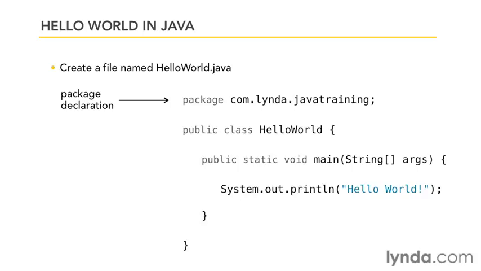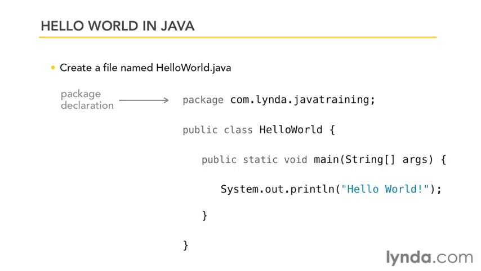The first line of code is called the package declaration. It indicates the location of the source code file within your project. The package declaration is typically a dot-separated string. The beginning of the package, frequently, is your domain name in reverse order, so lynda.com might become com.lynda, and then the rest of the package indicates what type of application it might be within your organization.